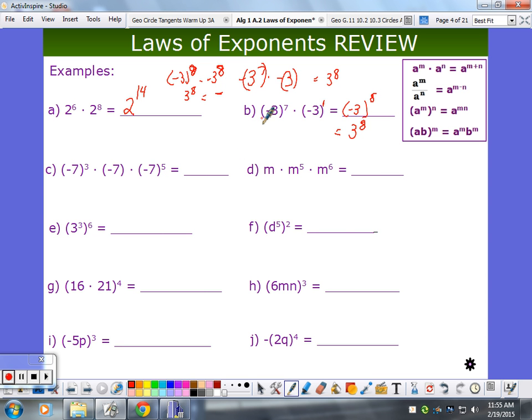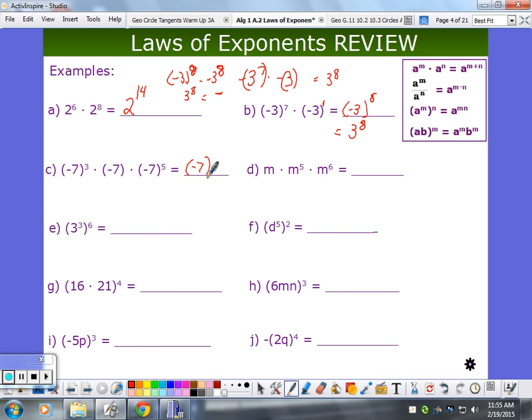So why is it important that these parentheses are actually here? Because what's my base here? It's not 3, it's -3. So if your base is a negative number, you better put those parentheses around it. Like look at this one. What's the base we're working with?